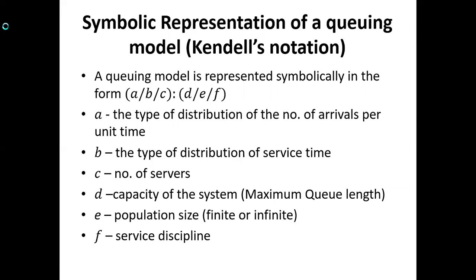B represents the type of distribution of the service time. C represents the number of servers available for providing the service. D represents the capacity of the system, which says what the maximum queue length is, how many persons can be accommodated in the system. And E stands for the population size from which the queue emanates, whether it is finite or infinite. And last is F, the service discipline that we saw last, like it can be first come first serve, last come first serve, selection in random order, or priority based.